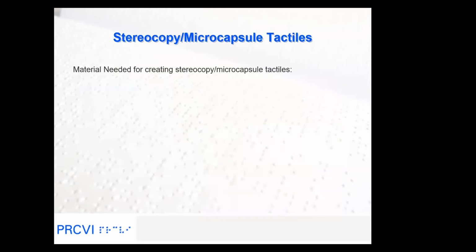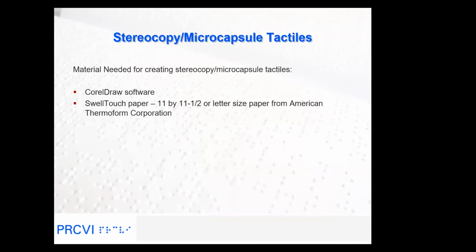To create a microcapsule tactile, you will need CorelDRAW software or any other drawing software. You will need swell touch paper. It comes in 11 by 11 or letter size paper. You will need a printer and an image enhancer or fuser machine. Braille dots 3 and 5 won't show in braille if we don't configure the computer.